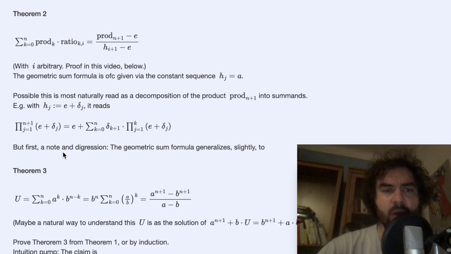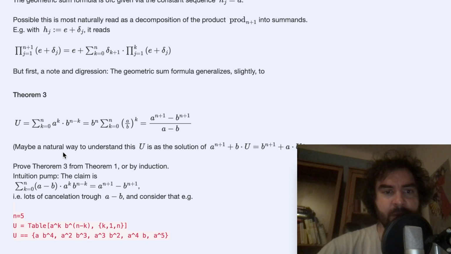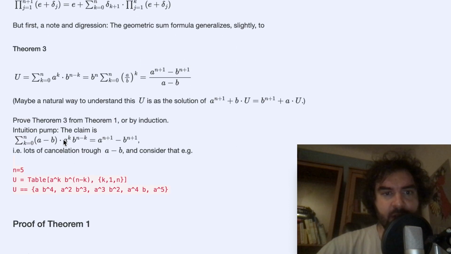But okay, before I go into the proof of this new theorem, I just want to point out that for the geometric sum formula, there's a slight generalization. It can immediately be proven from the non-generalized version, but it's still nice to look at. So I define here this sum u like so. This is the same sum as before, except we have a new factor b here. If b is 1, then we have just again the sum that we had before. And this also can be turned into this simple expression there.